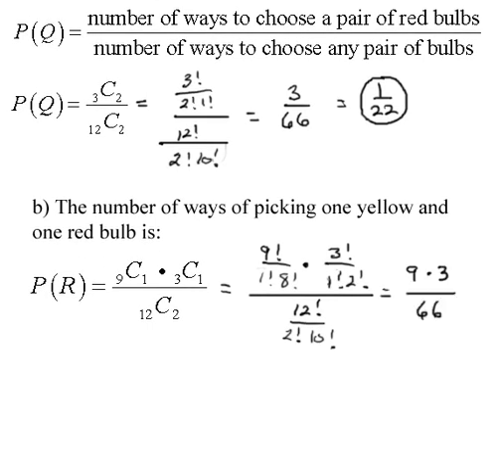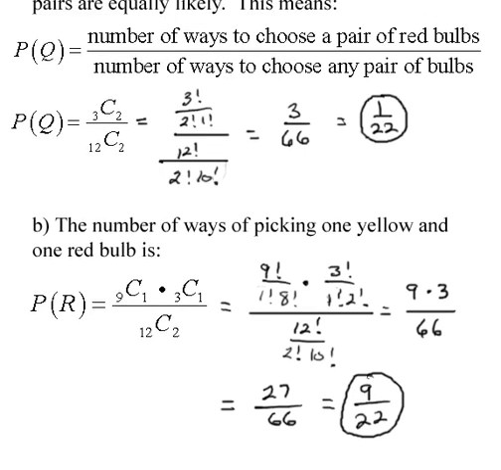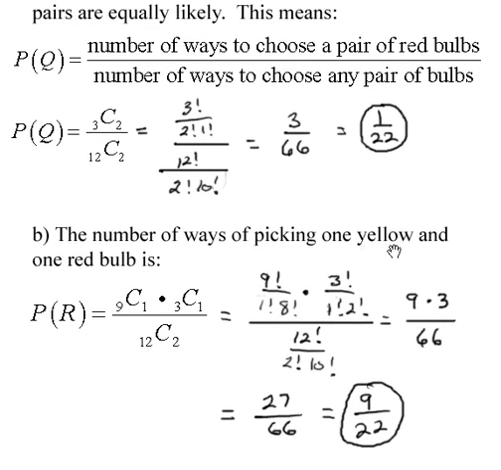Let's try to simplify our numerator some more. 9 times 8 factorial, the 8 factorials divide out, we're left with 9. 3 times 2 factorial, the 2 factorials divide out, we're left with 3. So we have 27 out of 66, or if we reduce that, 9 out of 22 possibilities of picking 1 yellow and 1 red bulb.